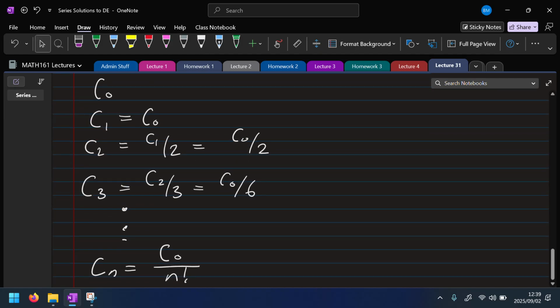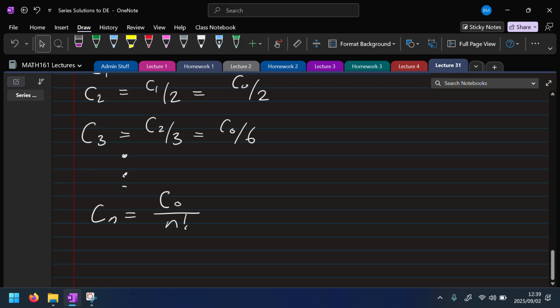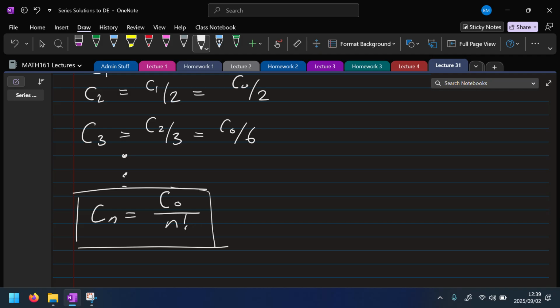So just check that. All of those denominators are just this n factorial. So 3 factorial, 2 factorial, and so on. Which means we have the coefficients we want. Our coefficients are just C0 over n factorial. Yes?